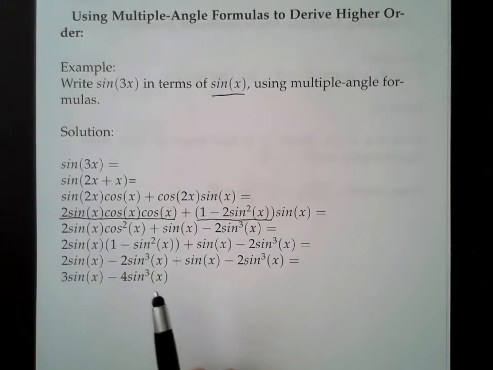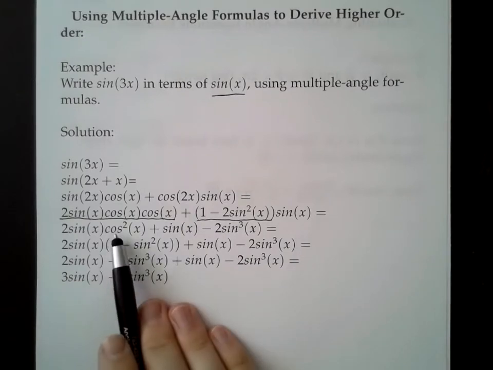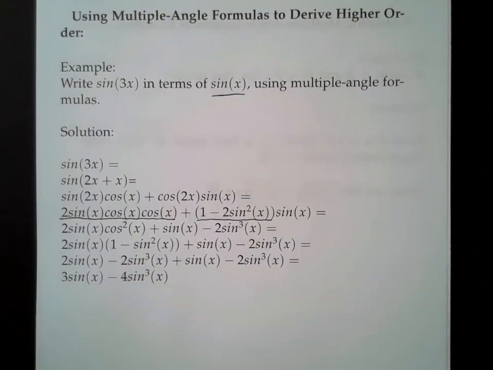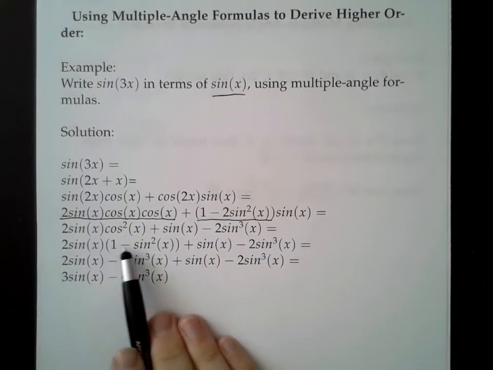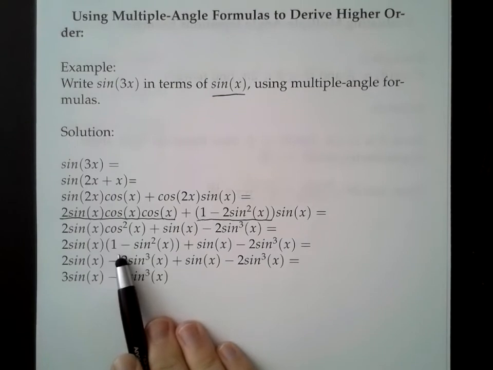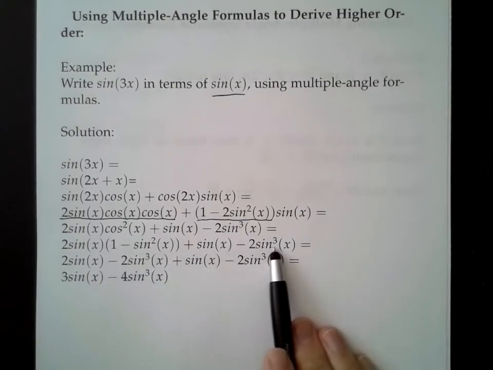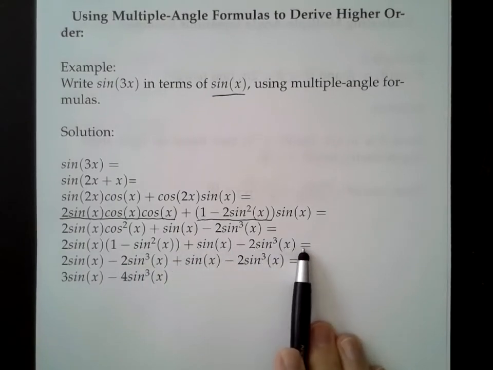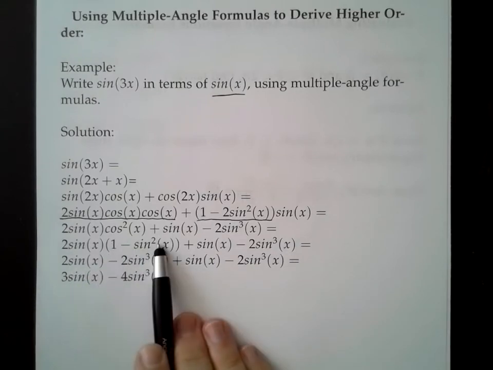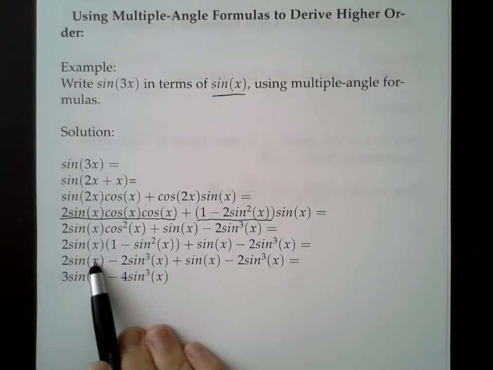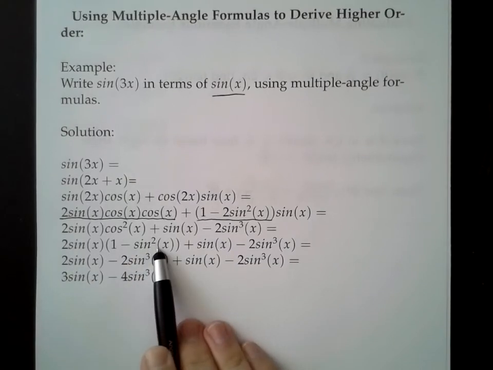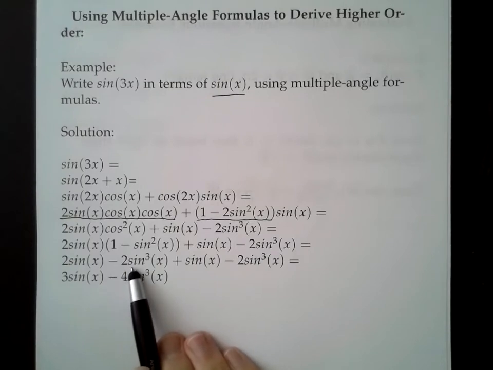So then from here, I notice that I have some things that maybe I can simplify, but first I need to get rid of that cosine. So I know that cosine squared is equal to 1 minus sine squared. So I'm getting 2 sine of x times 1 minus sine squared of x, and then I'm leaving the rest alone. From here, I'm going to be multiplying and distributing just like I did back here. So I get 2 sine times 1, which gives me 2 sine of x, and then 2 sine times negative sine squared of x, which gives me negative 2 sine cubed of x.